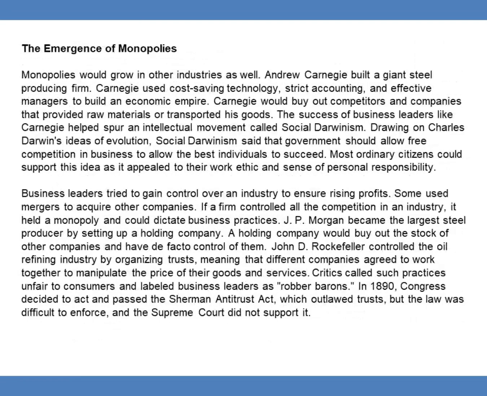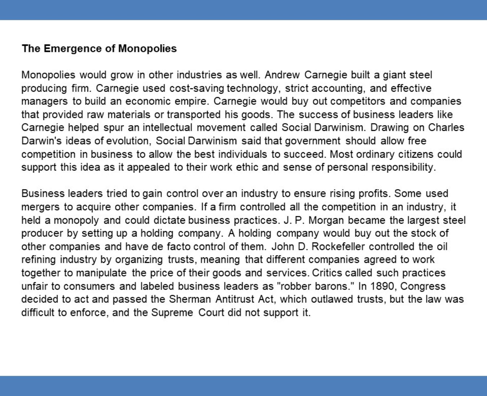The emergence of monopolies. Monopolies would grow in other industries as well. Andrew Carnegie built a giant steel producing firm. Carnegie used cost-saving technology, strict accounting, and effective managers to build an economic empire. Carnegie would buy out competitors and companies that provided raw materials or transported his goods.